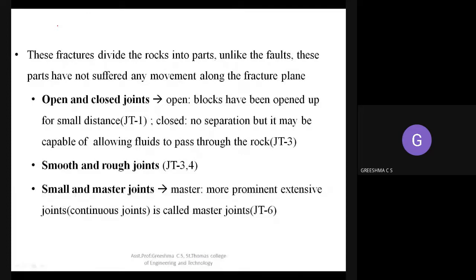Now the fractures divide the rocks into parts, unlike faults, and these parts have not suffered any movement along the fracture plane. The fracture will occur, but there won't be any movement. Mainly there are three types of joints. The first one is open and closed joints. Open joint means the blocks have opened up for a small distance. Closed means there is no separation, but it may be capable of allowing fluids to pass through it.